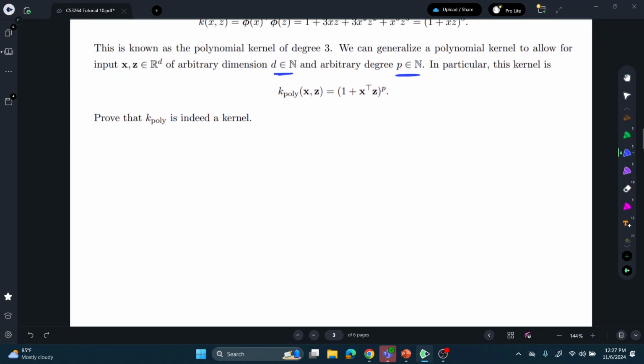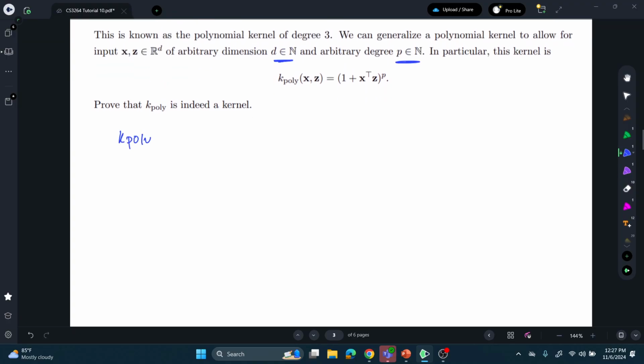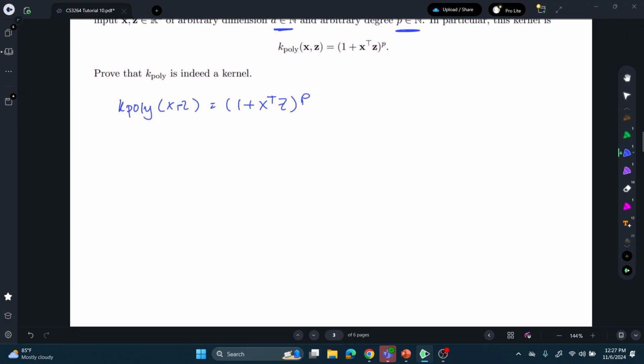So the first method is essentially, we see that this K poly is going to be 1 plus x transpose z raised to p, right? So what I can do now is expand this into summations. I can apply the binomial theorem. If you learned it in JC and I think MA1521, you will notice that this will be basically the sum from i equals 0 up to the degree p, of the combination p choose i, then x transpose z raised to that degree i. So this is by the binomial theorem.